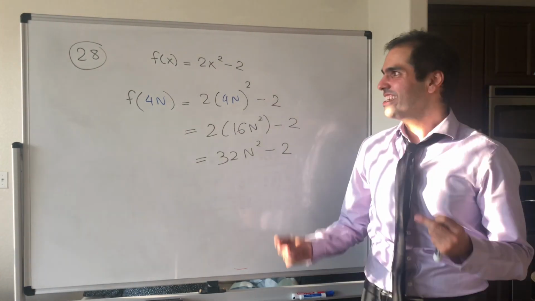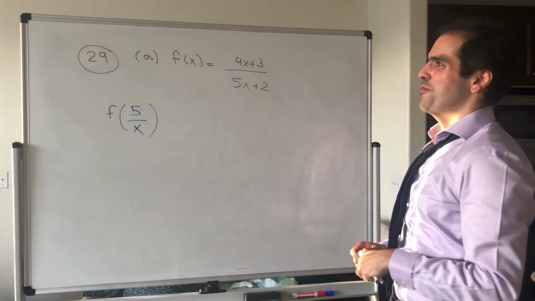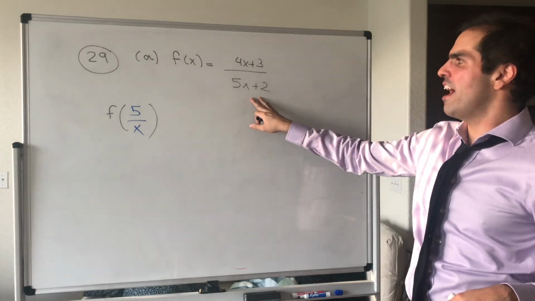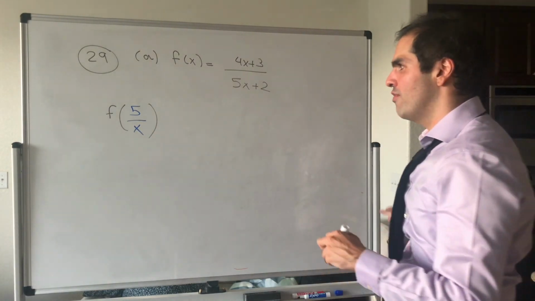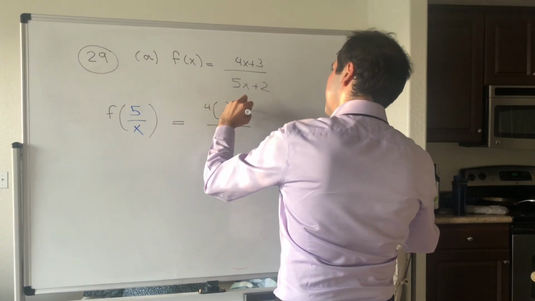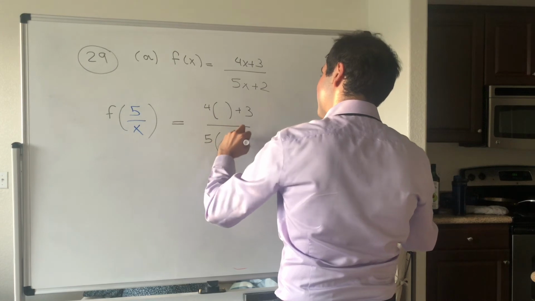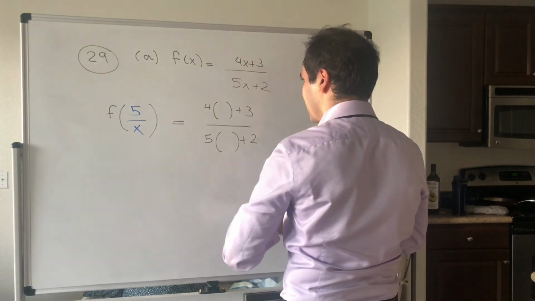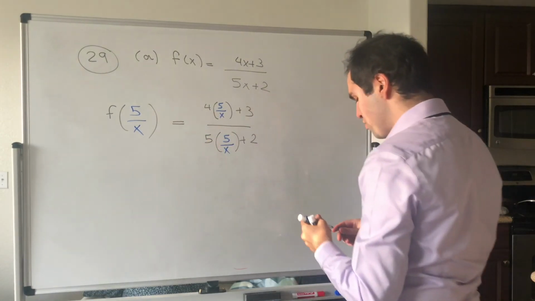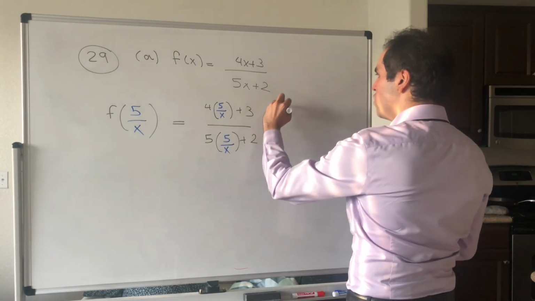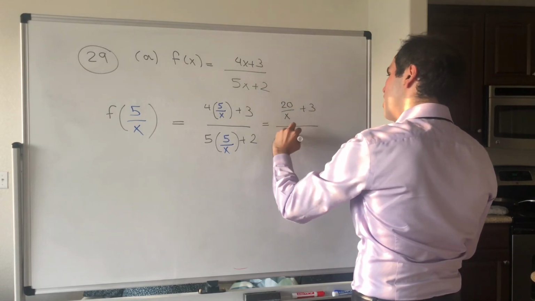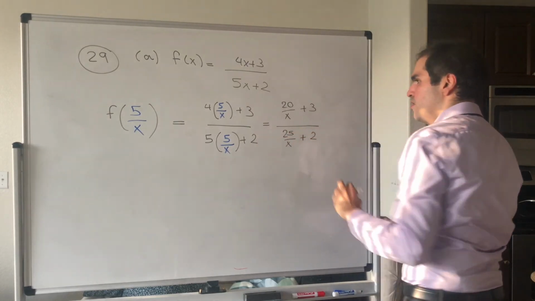All right, two more questions, and of course, it's a two-part question. Here, f of x is 4x plus 3 over 5x plus 2. Let's calculate f of 5 over x. Same spiel as usual: you replace every instance of x by 5 over x. So 4 times 5 over x, 5 times 5 over x. This becomes 20 over x plus 3 over 25 over x plus 2.